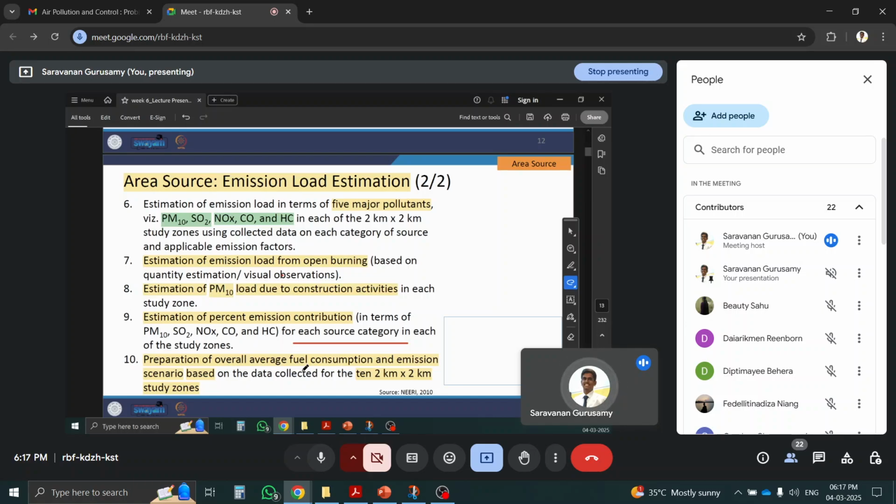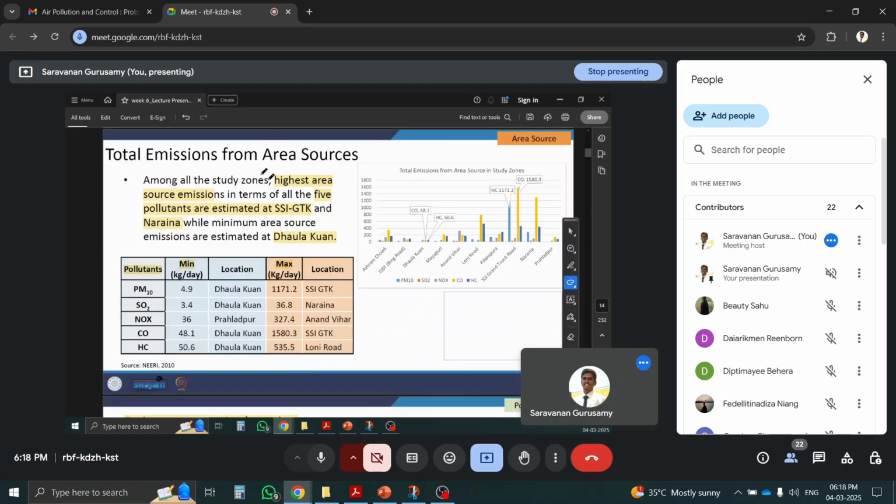So yesterday also I discussed lots of models for industries, commercial areas, residential areas, then agricultural sectors, and vehicular emissions. These are all how to calculate the emission inventories with the different scenarios comparison. We discussed yesterday the different models, and also OPI models for emission inventory for industries in India. So here you can see total emission from the area sources. They have taken the same five pollutants, and locations you can see, and the maximum and the minimum values are shown in this graph.